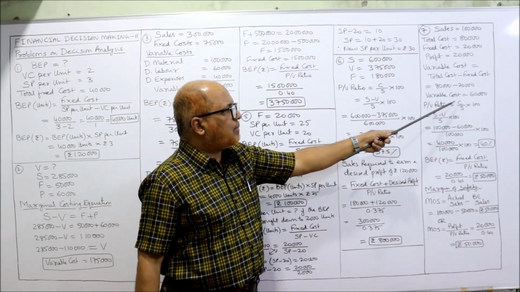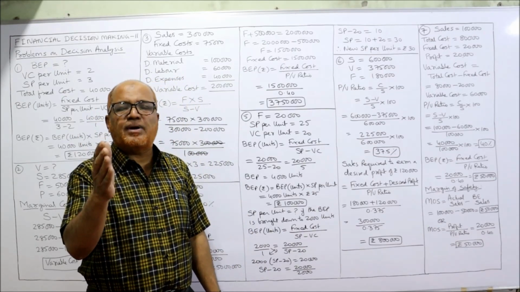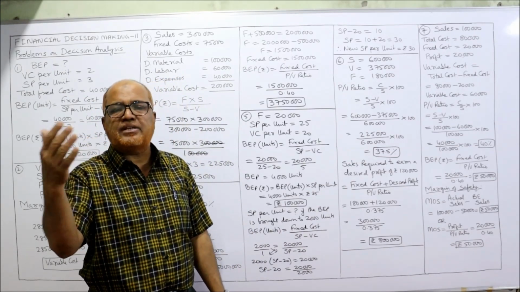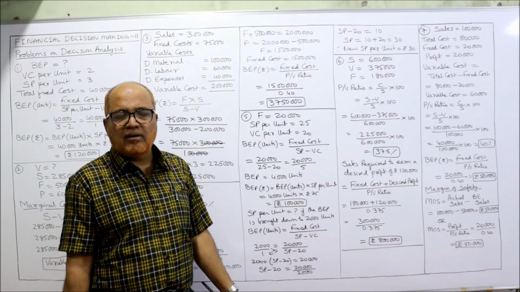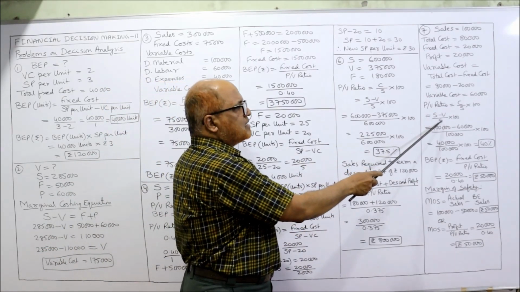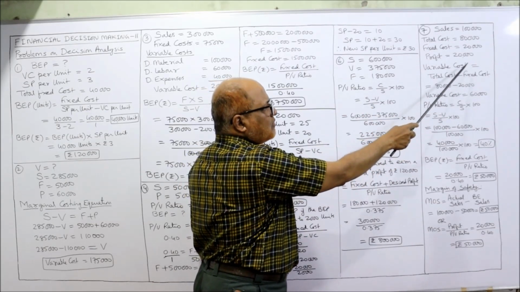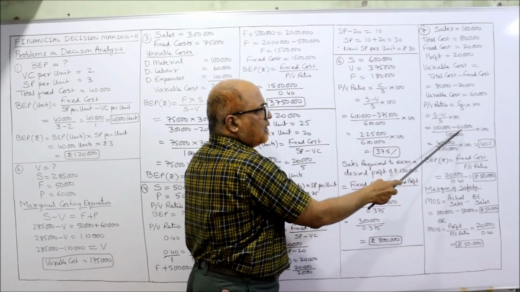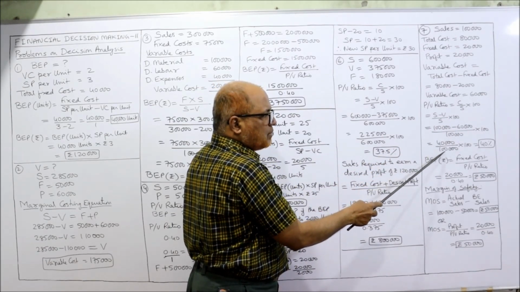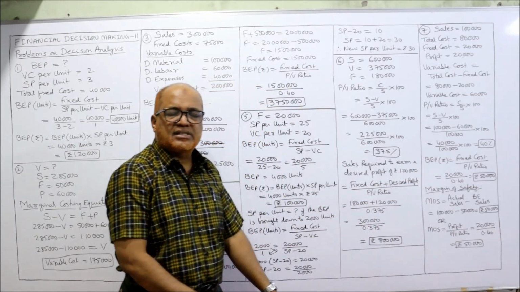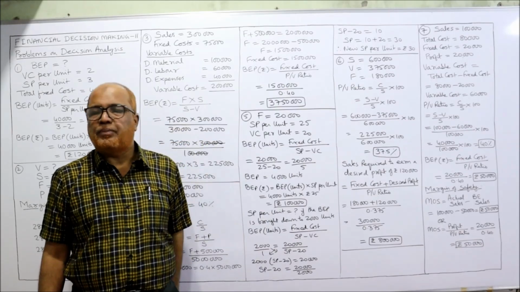PV ratio is equal to C by S into 100. In place of C, we can write either S minus V or we can write F plus P. So in our problem, S and V both are given. So we'll take S minus V by S into 100. So sales are 1 lakh rupees. And variable cost, just now we have calculated 60,000. So 1 lakh minus 60,000 by 1 lakh into 100. 40,000 by 1 lakh into 100, 40%. So one item we got, PV ratio 40%.